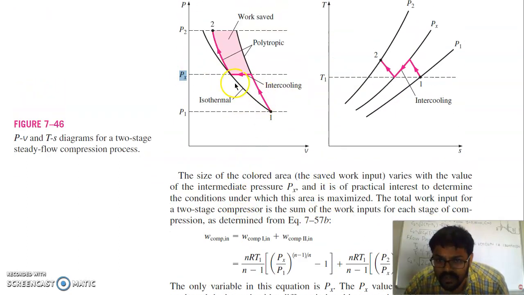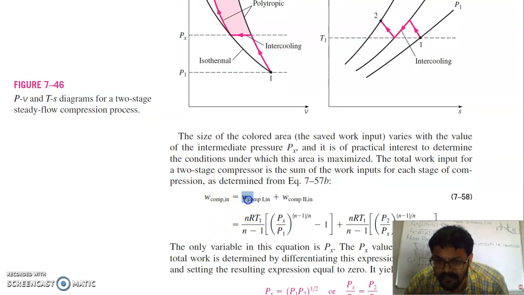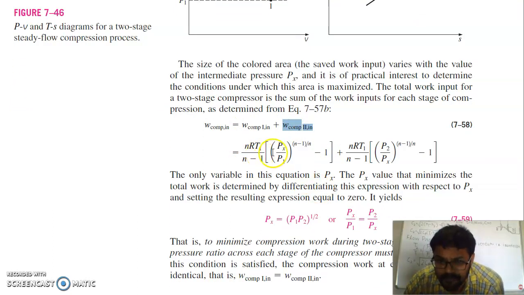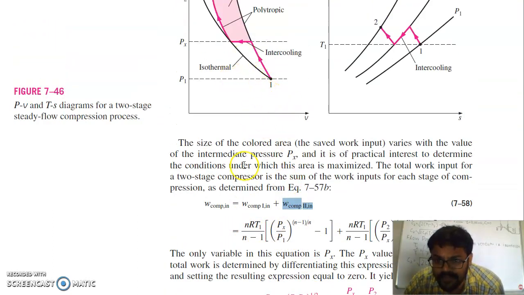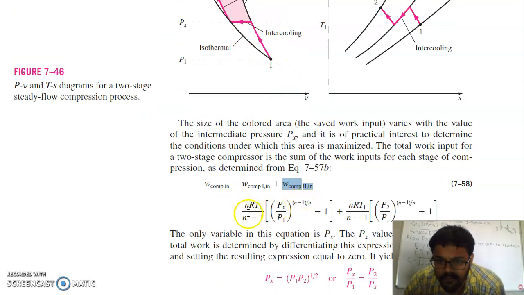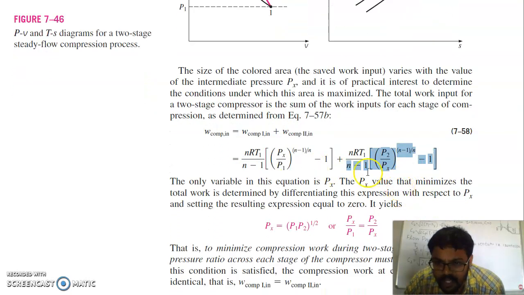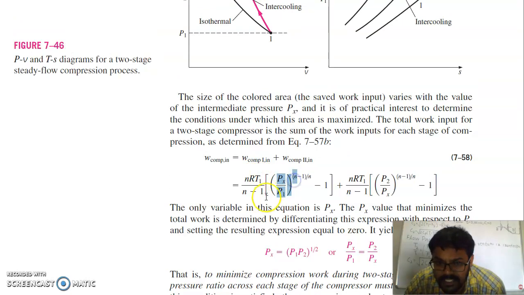So you can write the total work input in the case of multi-stage as the work input of the first compressor plus the work input of the second compressor. This is because these two processes are polytropic. This is the polytropic work for the first stage, and this is the work for the polytropic second stage. Now for the maximum saving, the work should be minimum, so we have to find Px. The only variable in this equation is Px. The Px value that minimizes the total work is determined by differentiating this expression with respect to Px and setting the resulting expression equal to 0.